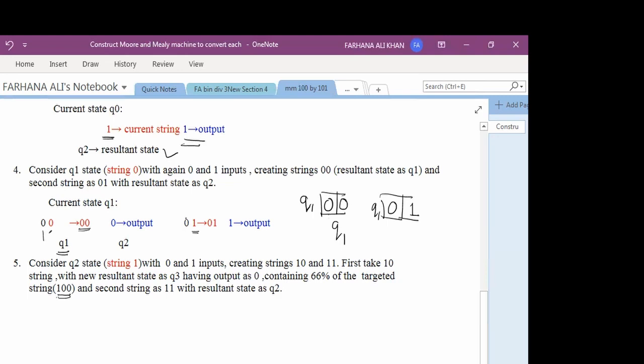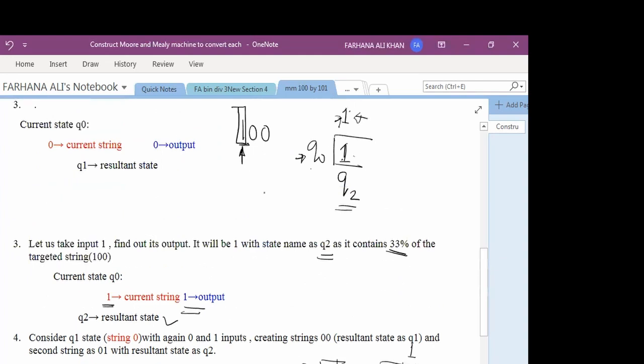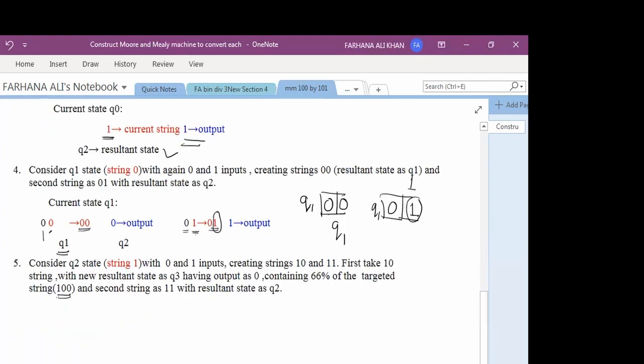Now we have the next bit, that means the previous state Q1 with the next bit as 1 is generating 01. What will be the output of this one? The output of this one will be 1. If the input is 1 and the output is 1, this condition we had already represented by the state Q2, which contains 33% of the solution. So whenever we have a 1 in our string, 01 is nothing but 1, which is going to produce output as 1. So the resultant state will be Q2.